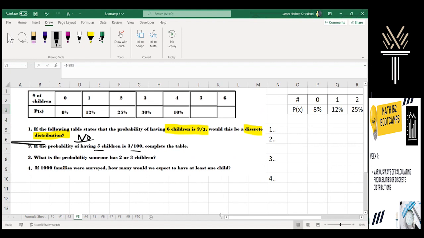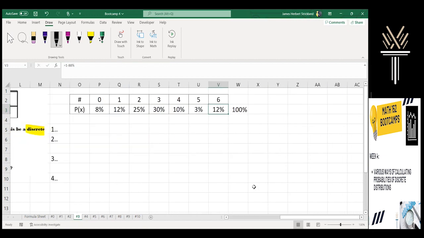So we've done 1 and 2, so now let's go on to 3. What is the probability that someone has 2 or 3 children? Well, now let's think about it. Is 2 and 3 mutually exclusive? And the way we tell from a table is draw lines through each category. If the lines cross, then we'll have to do that technique of the probability of A plus the probability of B minus the probability of A and B, where they overlap. If they don't overlap, then you just have to add them up.